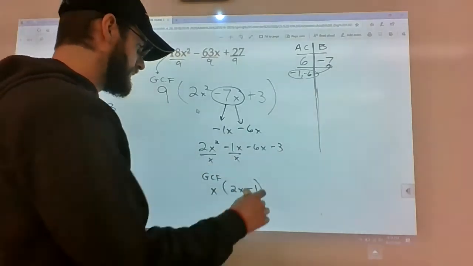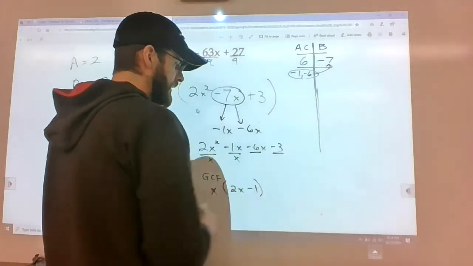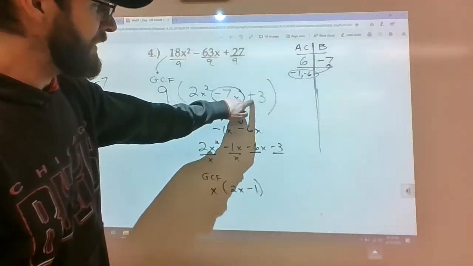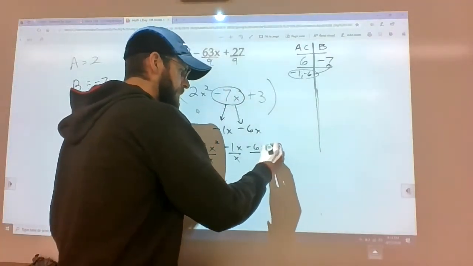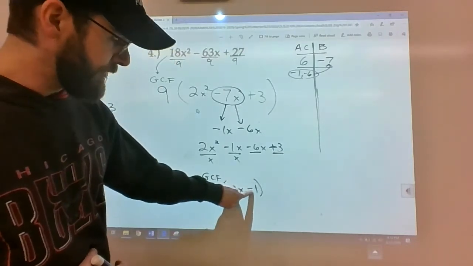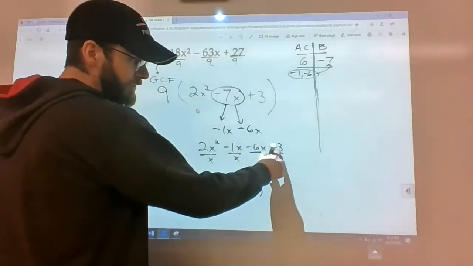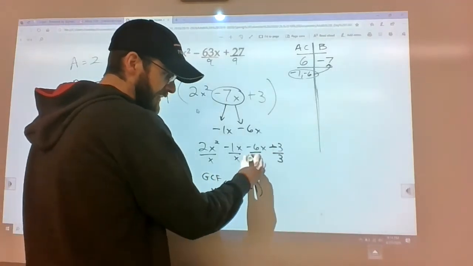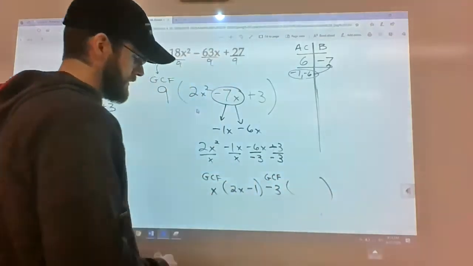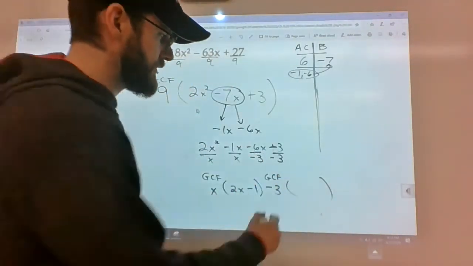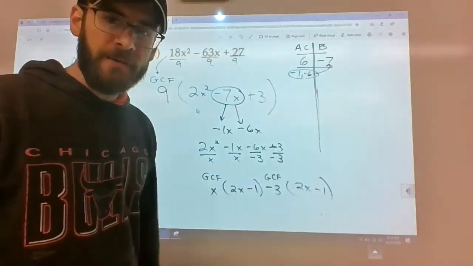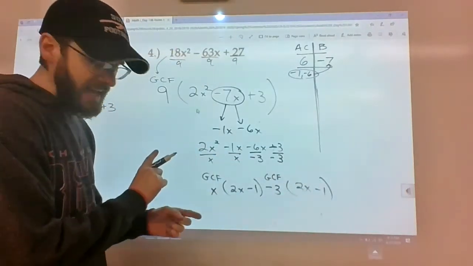For my second group, I got to take a negative out. Or wait. Oh, I'm sorry. That should be a plus. Yeah, I got to take a negative out to create a positive negative. Right now I have a negative positive. So it looks like they both divide 3. If I take out the negative 3 as my GCF, 2x minus 1. I've got the identical twins I've always wanted, and now we can reverse that last step.